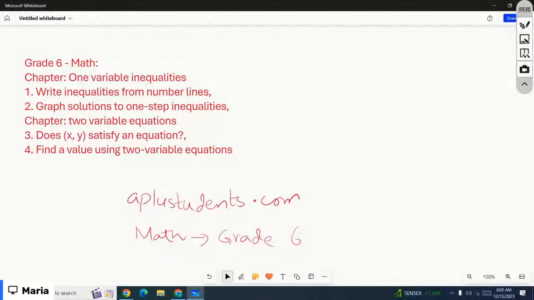Then we'll start a new chapter, that is two variable equations, and the lessons we're going to cover from the chapter are: does (x, y) satisfy an equation, and find the value using two variable equations.